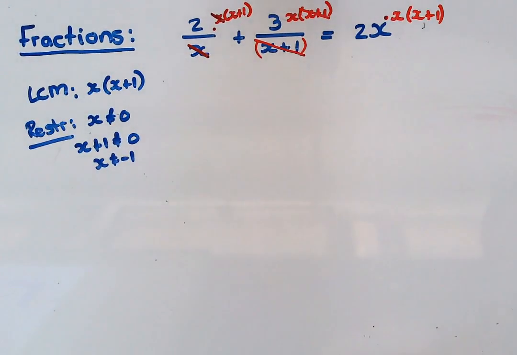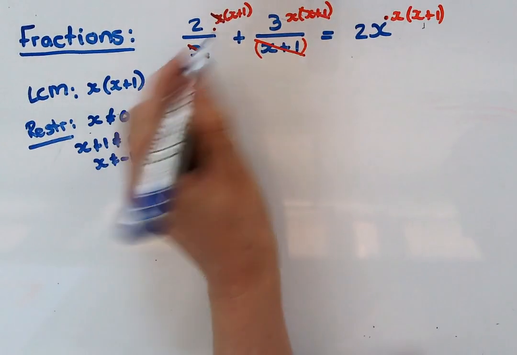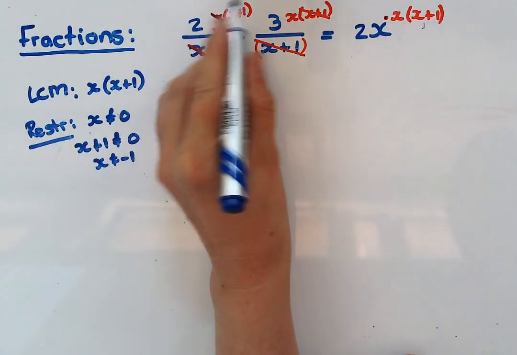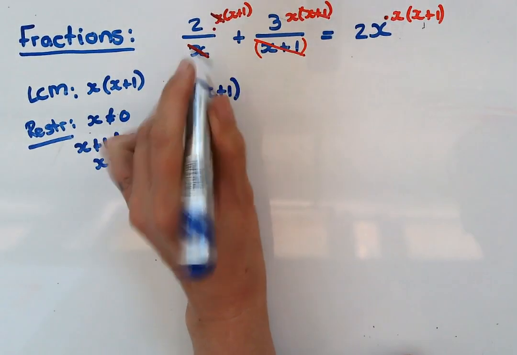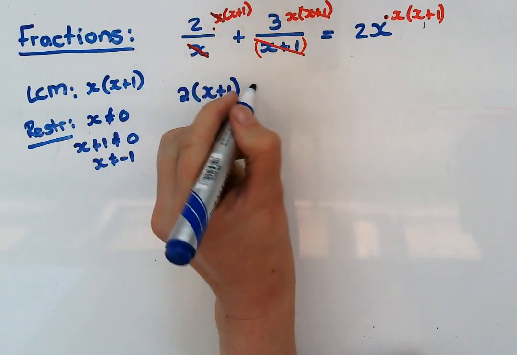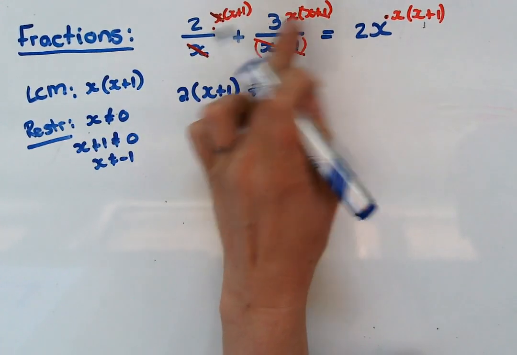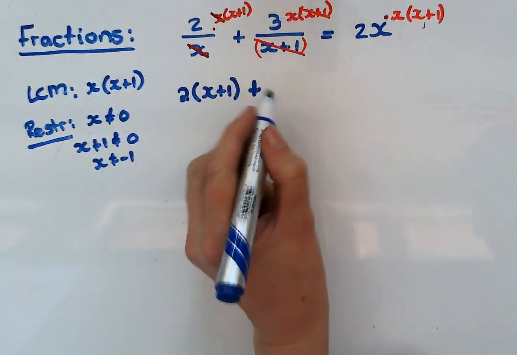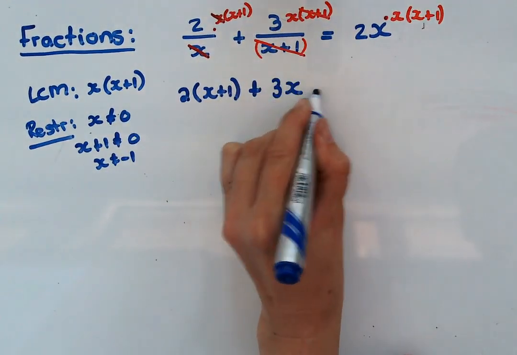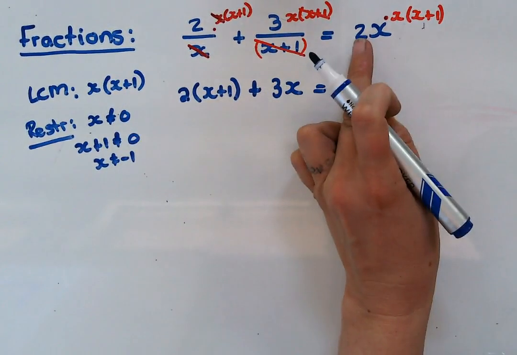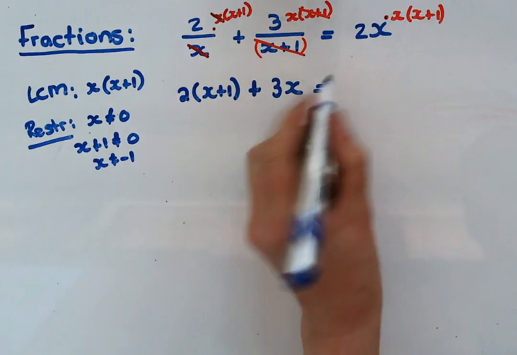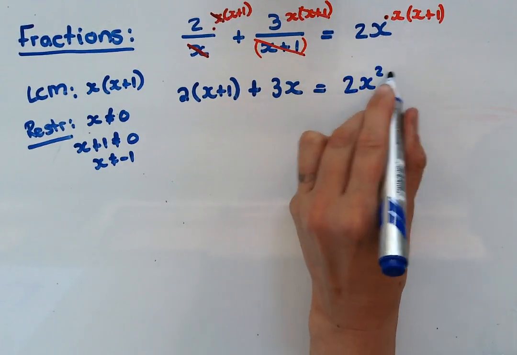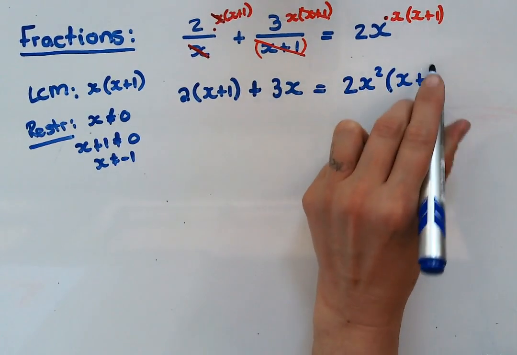So what do we have? That cancelled, I'm left with the 2 and the x plus 1. So 2 times x plus 1 is left in this term. Then there's a plus. Then here I'm left with the 3 and the x. So 3x. And then here I'm left with 2x times x, which is 2x squared, times x plus 1. 2x squared times x plus 1.